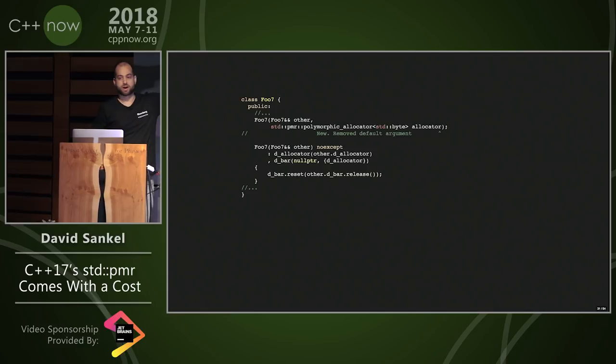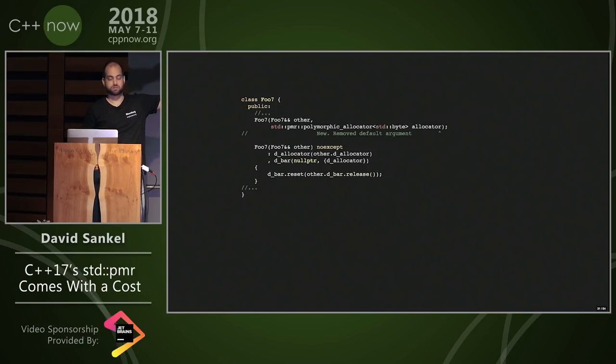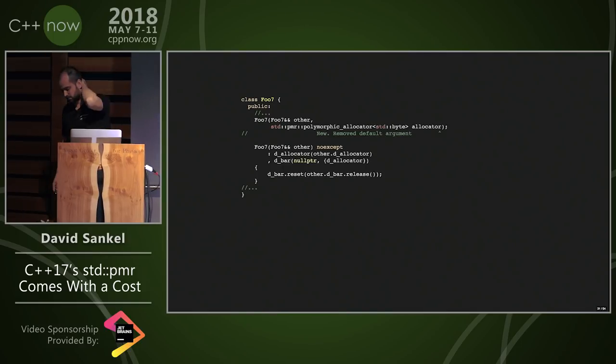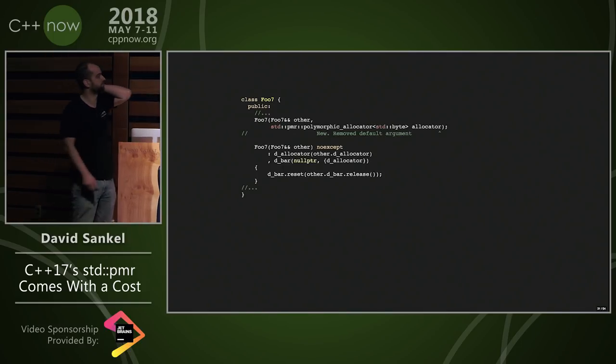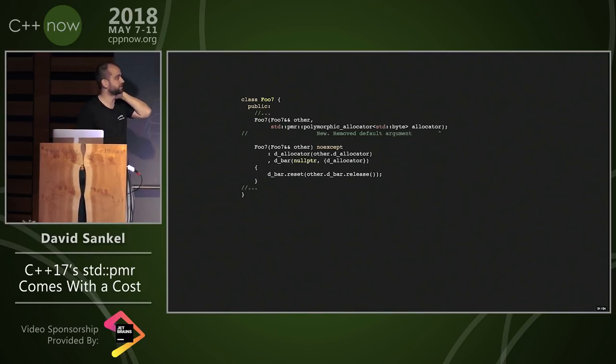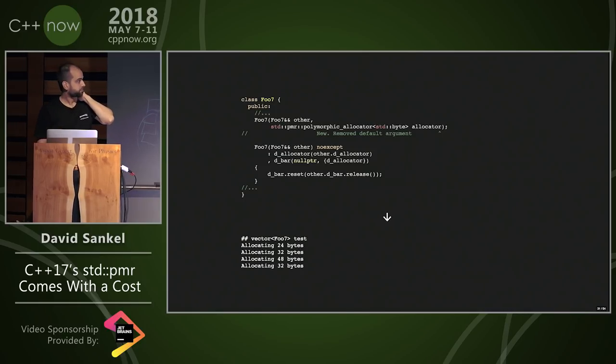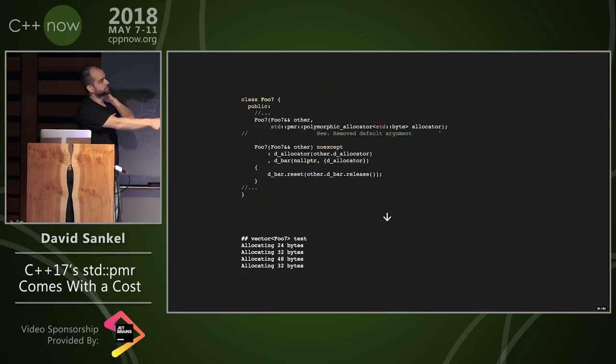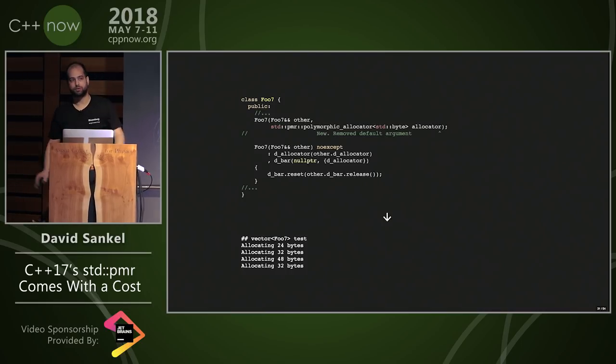This actually took me a while to figure out because there's a bug in both GCC and Clang's standard libraries where there's some weird behavior with regard to this. But anyway, if we do this, and also note that I removed the default argument here, now we get back to having only four allocations, and it's not doing a copy anymore.